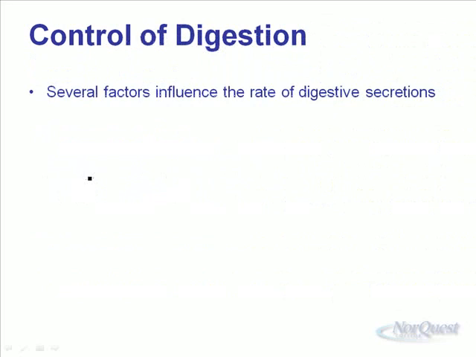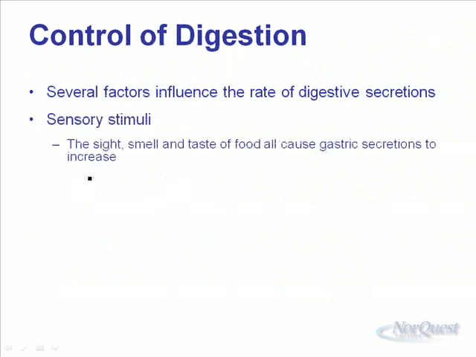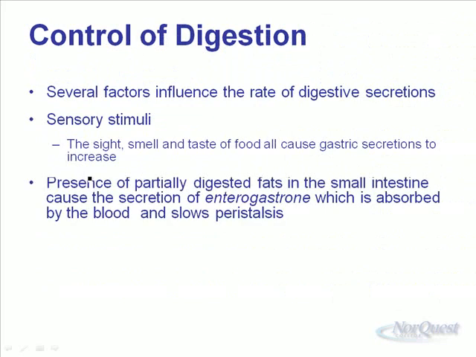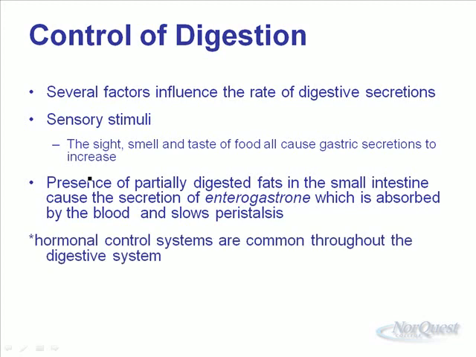Several factors influence the rate of digestion. We talked about sensory stimuli: sight, smell, and taste of food all cause these gastric secretions to start. Another example is when we have partially digested fats in the small intestine, enterogastrone, which is a hormone, actually slows down peristalsis. Fats are hard to break down, so our digestion slows down in order to give us more time to get nutrients from our fats. Hormonal control systems are throughout the digestive system. We've talked about three in this lecture, and there are more.